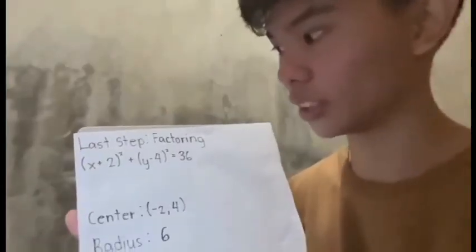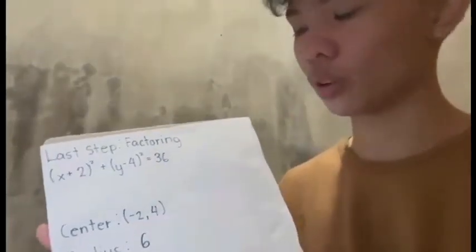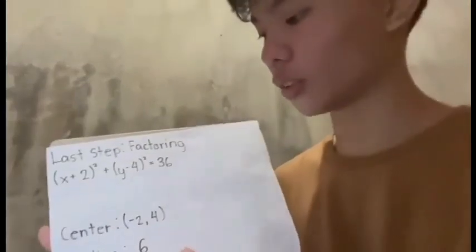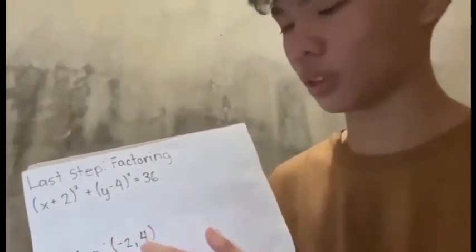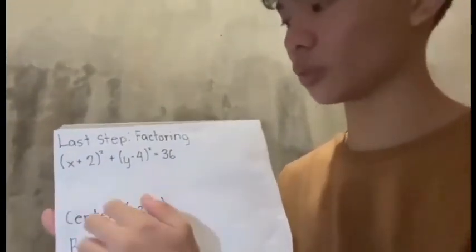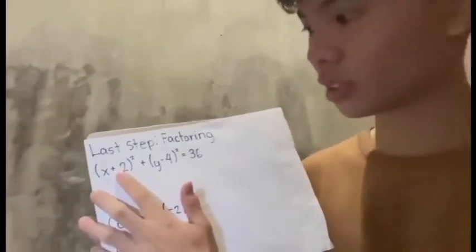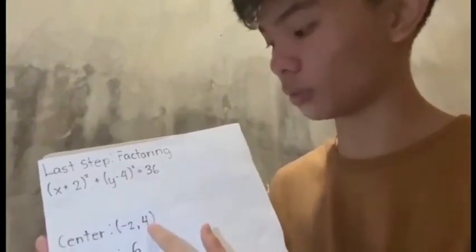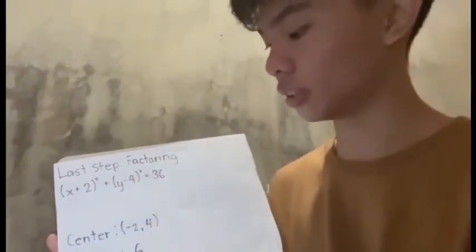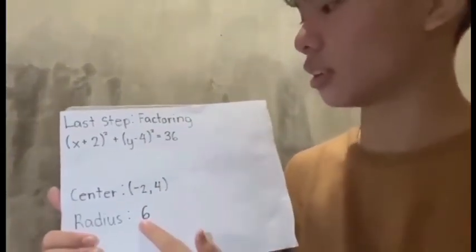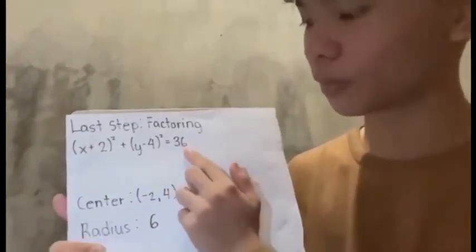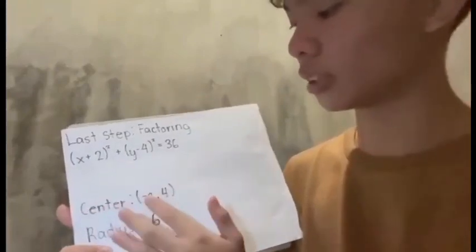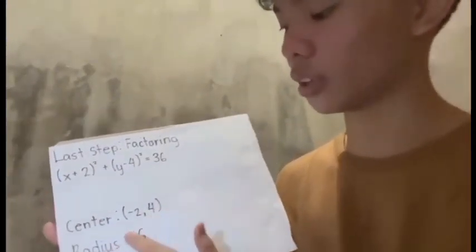Now that we have our standard form, we also have the answers that we needed. The center is (negative 2, 4). The positive 2 becomes negative 2, and the negative 4 becomes 4. And the radius 6 is the square root of 36. So our answer is the center is (negative 2, 4), and our radius is 6.